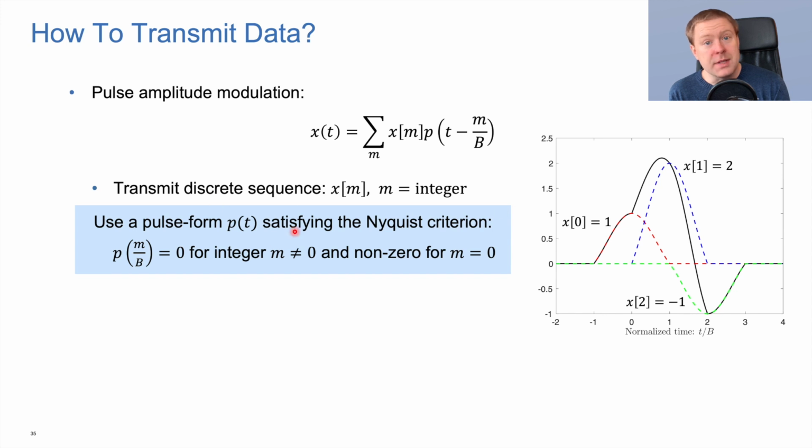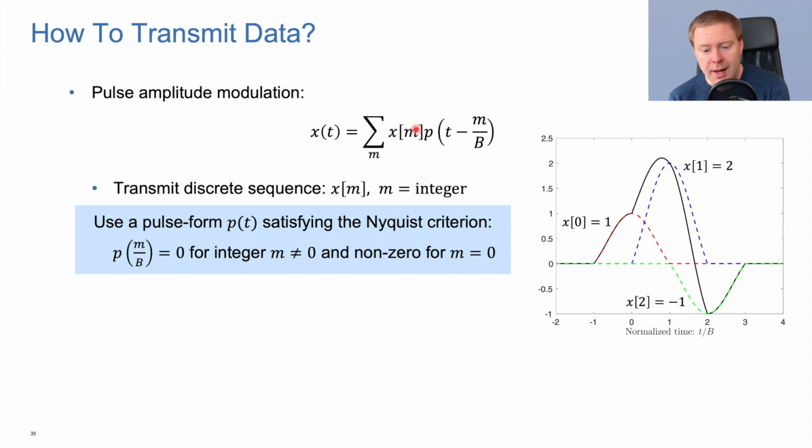The pulse form can be selected in different ways, but it should be selected according to what is known as the Nyquist criterion. So p of 0 is non-zero, but at any other integer m divided by the bandwidth, we get a value that is 0. Why is that of interest? Well, let's consider what happens with our signals here.